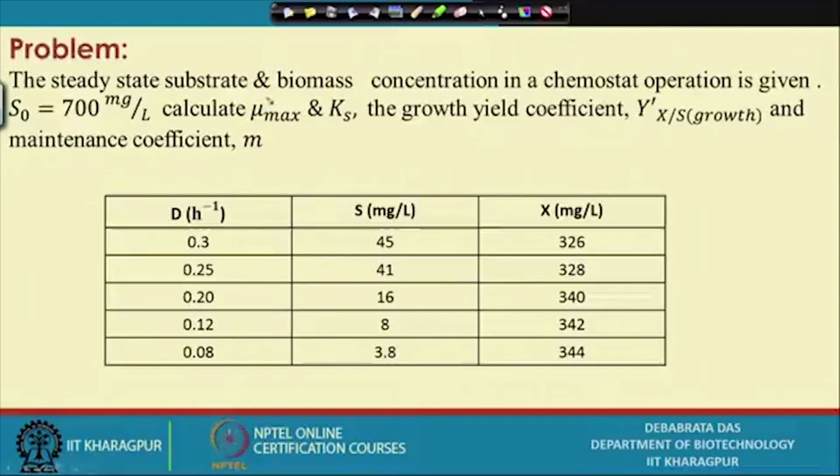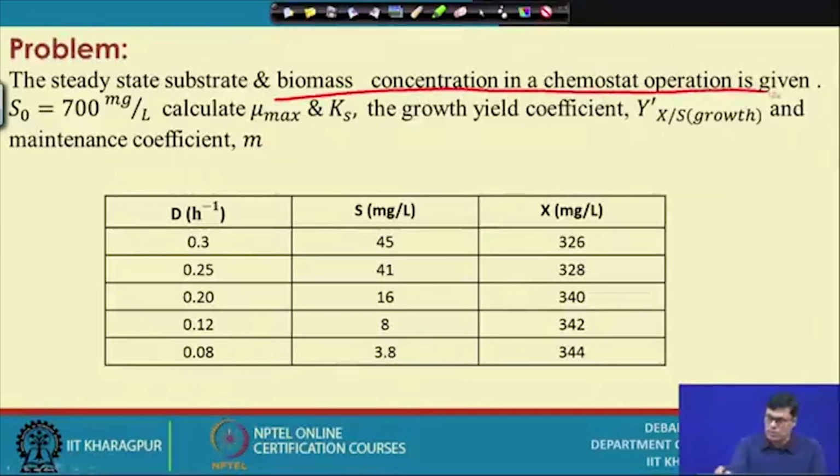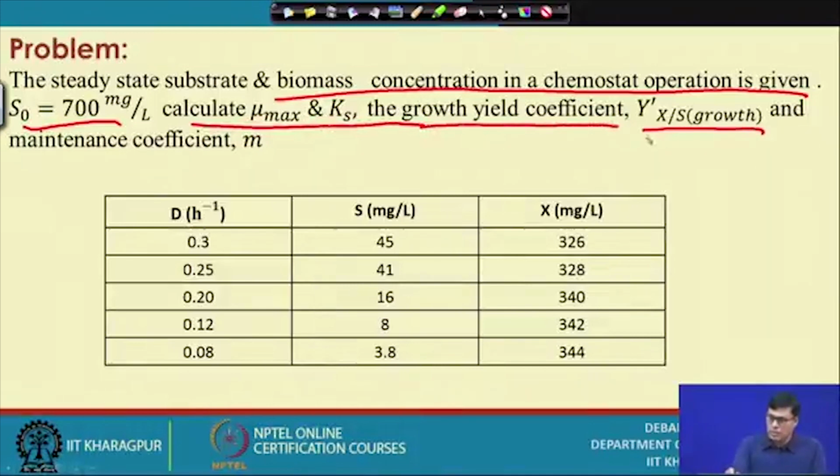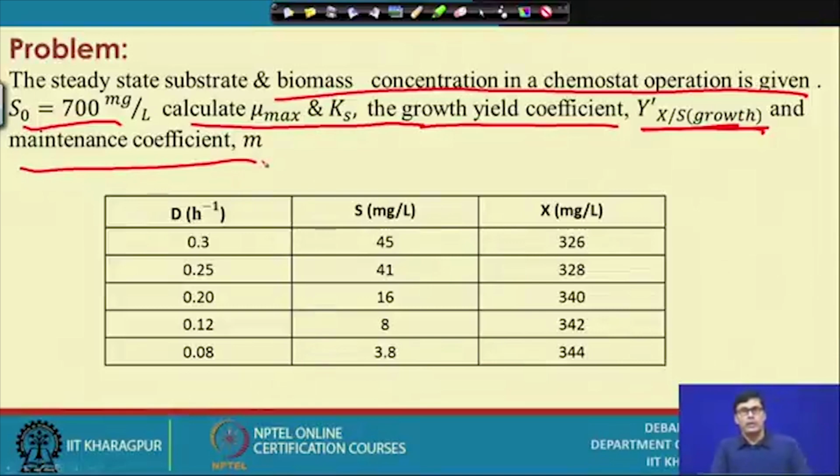The steady state substrate and biomass concentration in a chemostat is given. S0 is this, and calculate the mu max and Ks and growth yield coefficient, and this is the true yield coefficient Y dash x by s, and the maintenance coefficient. Now, up till now we didn't discuss how to determine the true growth yield. Now what is true growth yield? Up till now we have come across the overall growth yield.